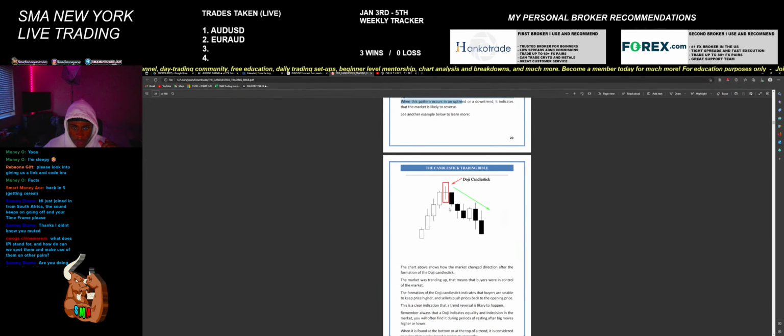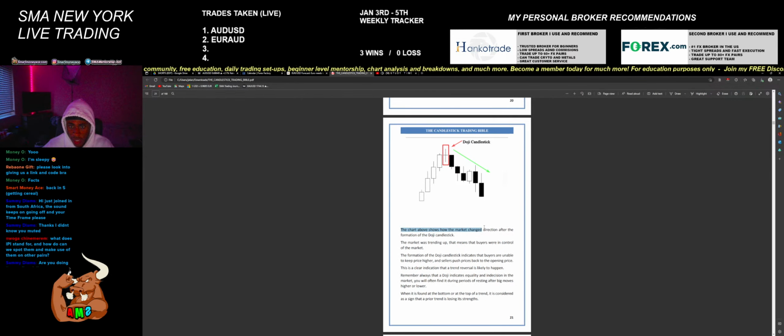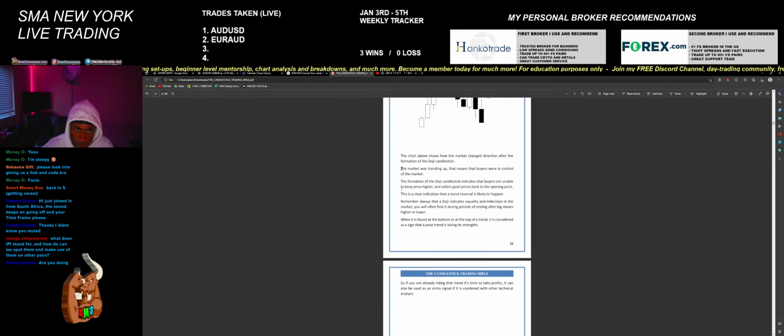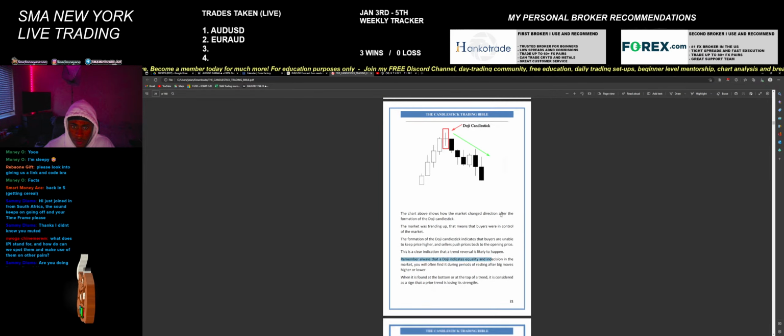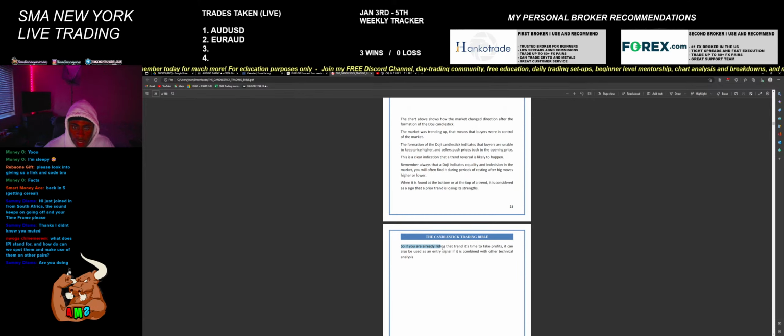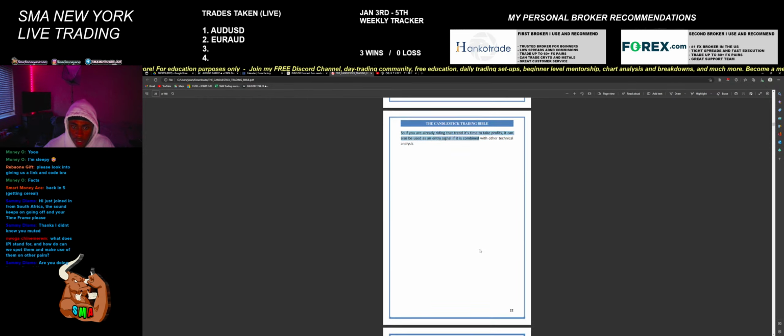Let's look at another example. The chart above shows us how the market changed direction after the formation of the doji candlestick. The market was trending up, which means the buyers were in control. The formation of the doji candlestick indicates that buyers are unable to keep price higher and sellers push prices back to the opening price. This is a clear indication that a trend reversal is likely to happen. So if you're already riding that trend, it's time to take profits. It can also be used as an entry signal if it is combined with other technical analysis.